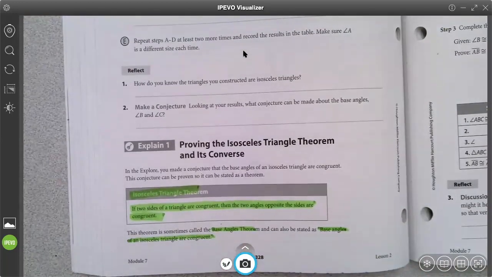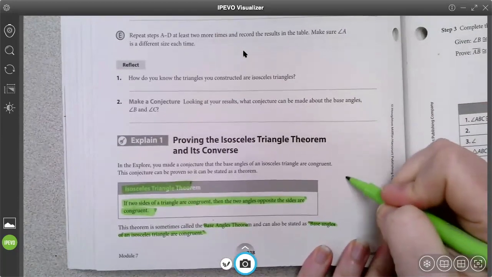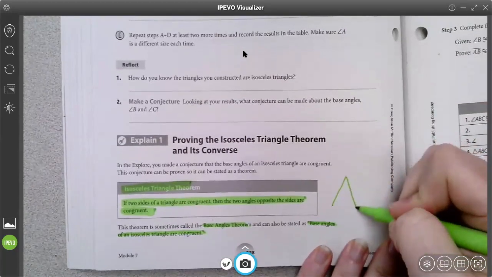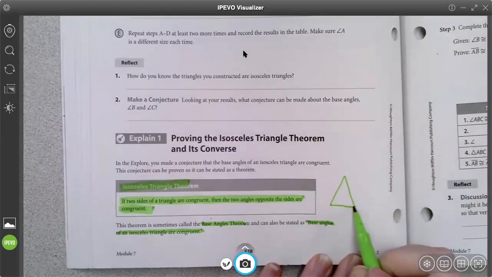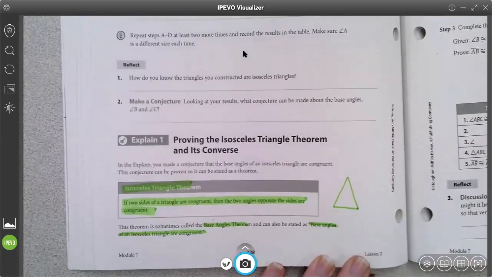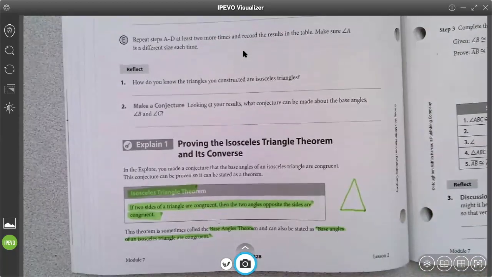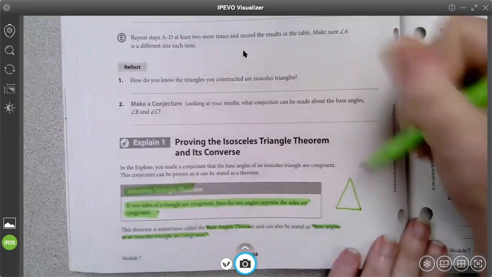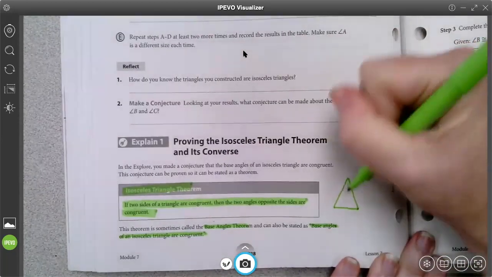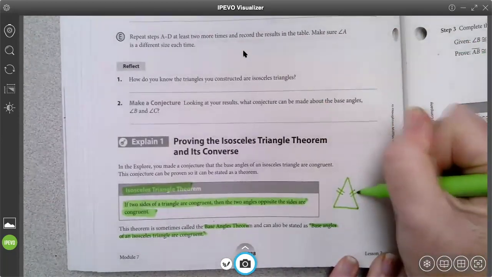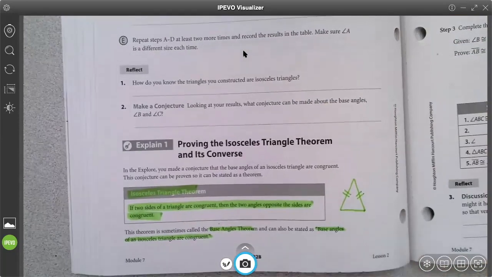So let's draw ourselves a little diagram to kind of make some more sense of that. We're going to start with a triangle. Draw it as close to actually isosceles as you can. Try not to make it look equilateral or like a right triangle. And we're going to mark the two legs congruent. So for me, these two sides, here and here, are going to be the legs.